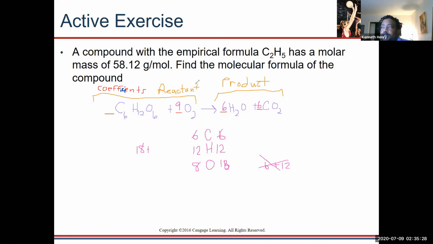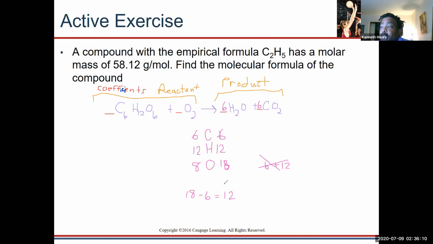No. So let's think about this a little bit. If I don't have a 9 here, I have 18 over here. Is that right? And this is my 6. The carbons and the hydrogens are already balanced, is that true? Yeah. Okay, so let's take my 18 and subtract that 6, so I don't have to mess with this one at all. What is that going to give me? 12.